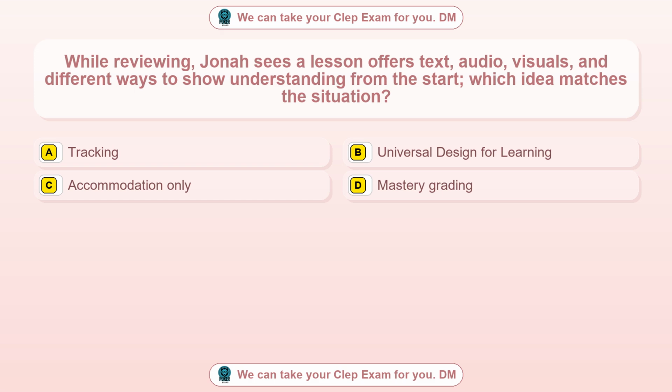Question 51. While reviewing, Jonah sees a lesson offers text, audio, visuals, and different ways to show understanding from the start. Which idea matches the situation? Option A, tracking. Option B, universal design for learning. Option C, accommodation only. Option D, mastery grading. The correct answer is option B, universal design for learning.